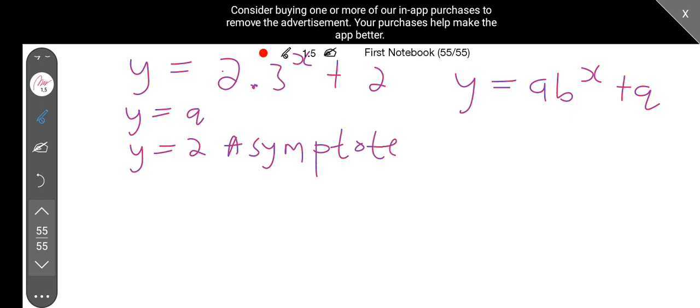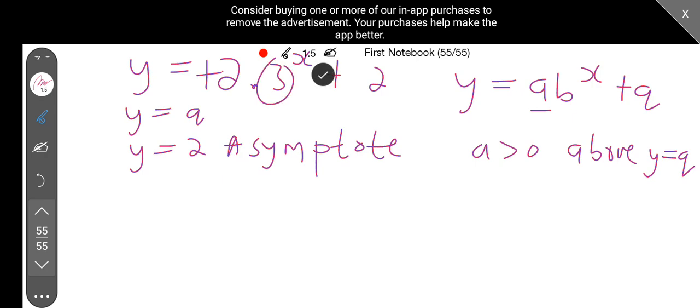You must first analyze the graph which is given. So let's look at a. Is a positive or negative? Well, it's positive 2. This means that a is more than 0 and the graph will be above the line of y is equal to q. Can you see it? And let's see, this is b. Is b more than 1 or is it between 0 and 1? Well, b is more than 1 and the graph will be increasing.